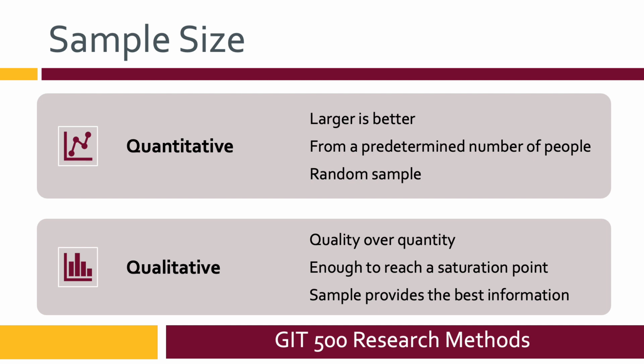For qualitative, it's a little different. You really want quality over quantity. You want enough to reach a saturation point, which I'll talk about here in a second. And then you really just want the sample that provides the best information. So there's very different ways of picking samples.